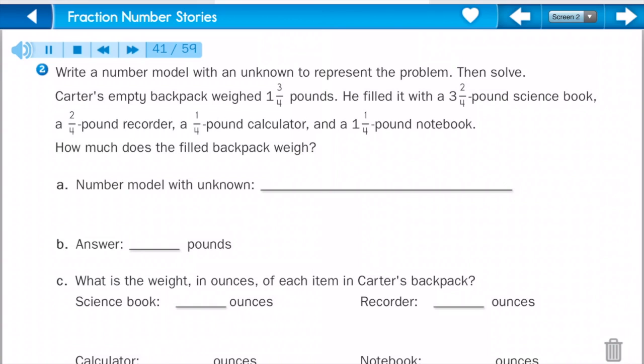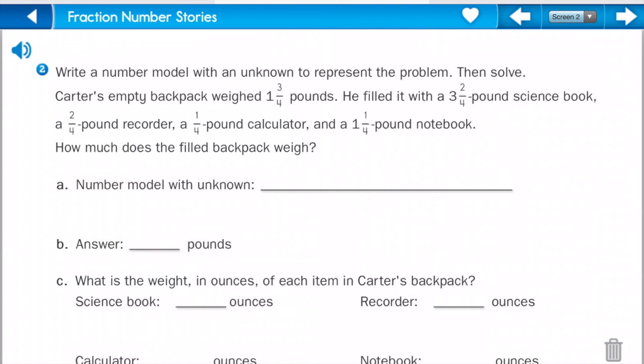C. What is the weight in ounces of each item in Carter's backpack? Science book, blank ounces. Recorder, blank ounces. Calculator, blank ounces. Notebook, blank ounces. All right. So they want to know how much it weighs all together. So first things first, we're going to do a number model with our unknown. What type of problem do you think this is if they want to know how much we have all together? Yes, it would be an addition problem.